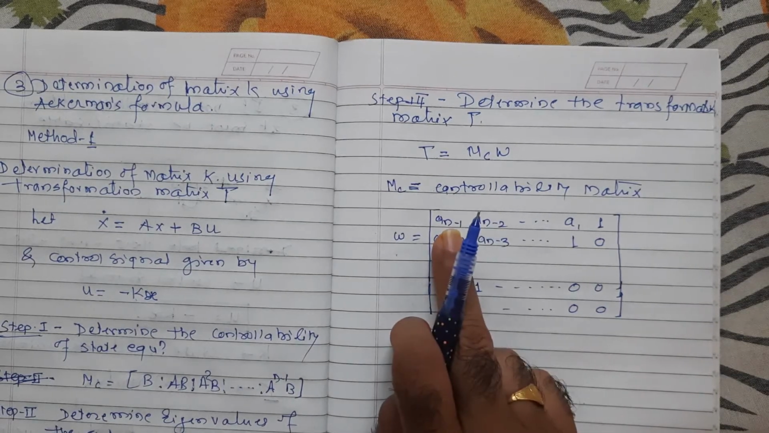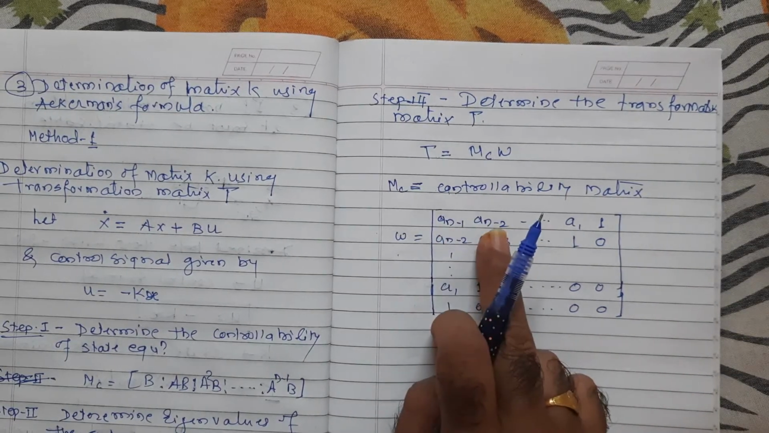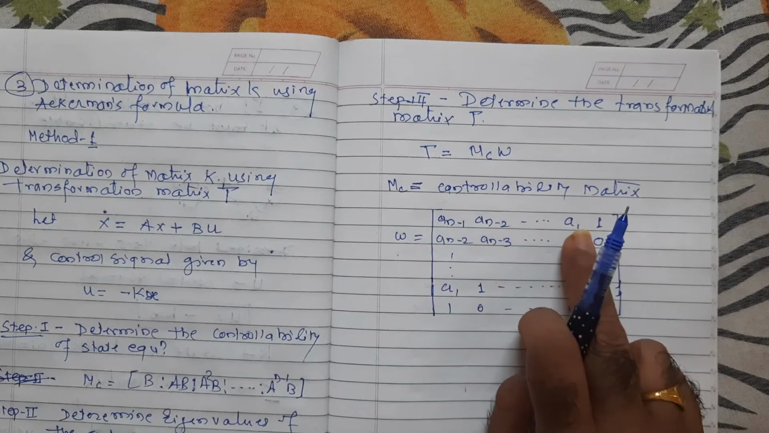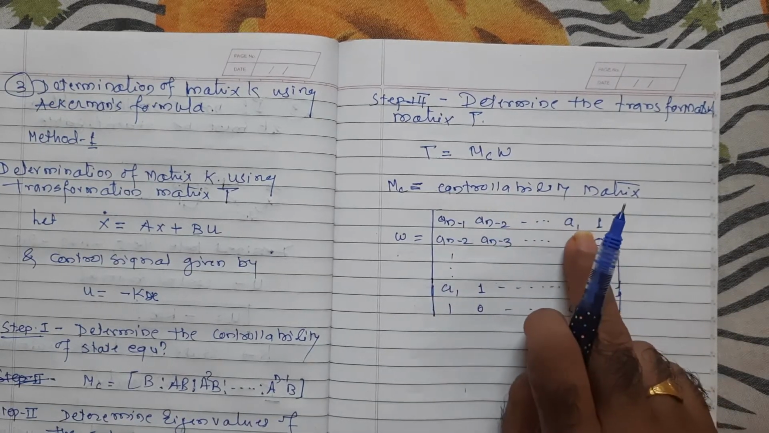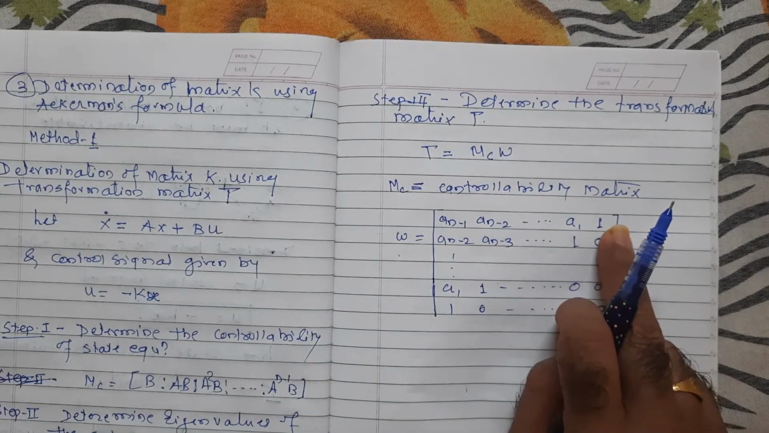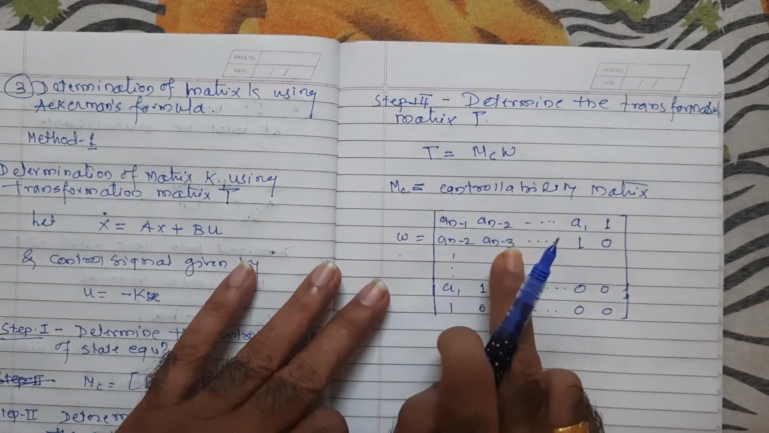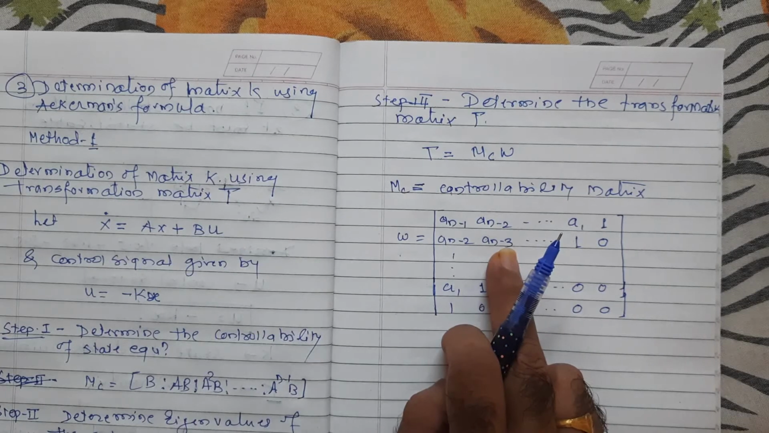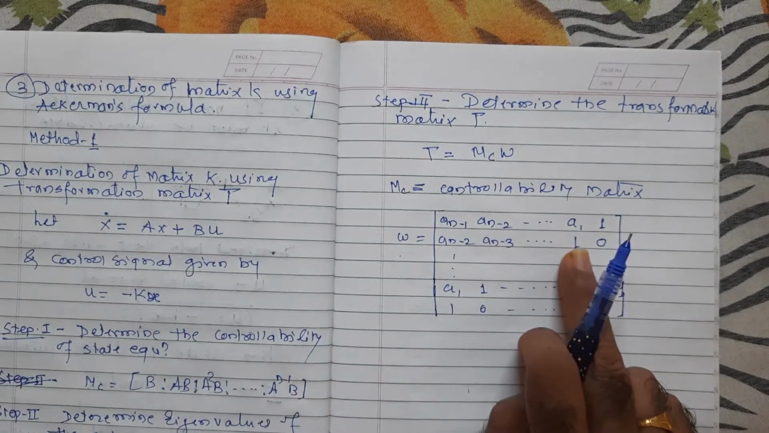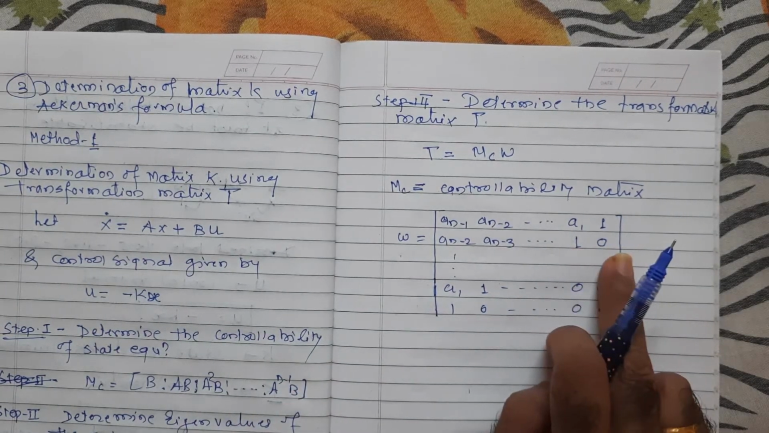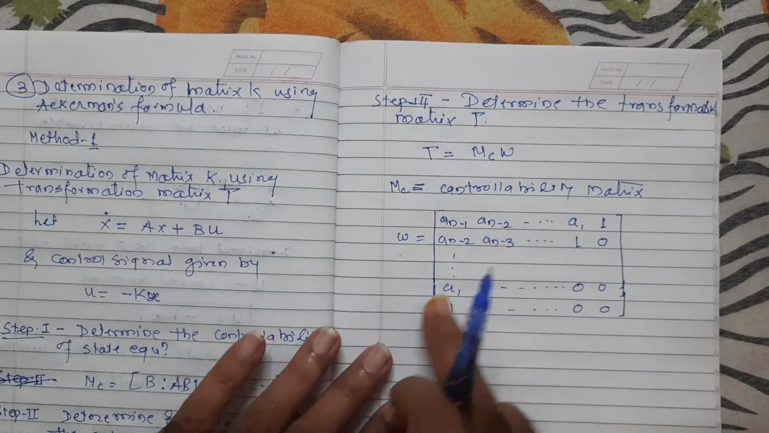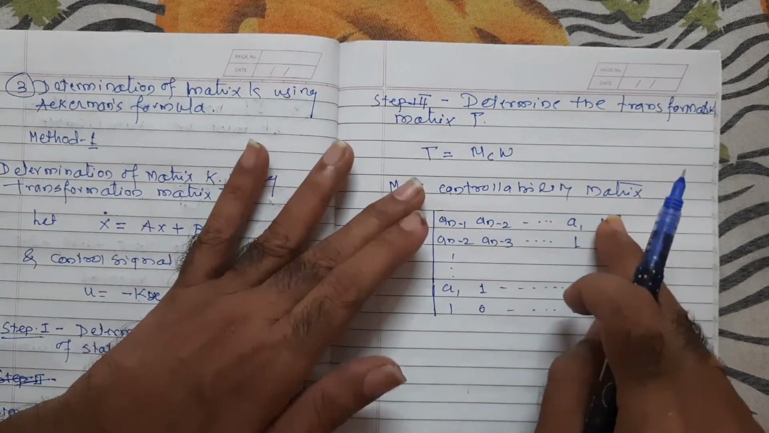So that an minus 1 value we will put it here, an minus 2 value we will put it here. Then we will have ones to the a1, and then the last term becomes 1 of that row. Then the second row will start with an minus 2, then we have an minus 3 like these. Then the second last one is 1 and the last becomes 0. So we will come down like this.